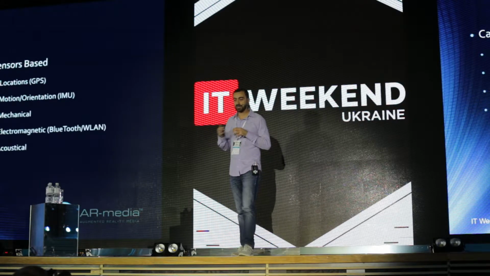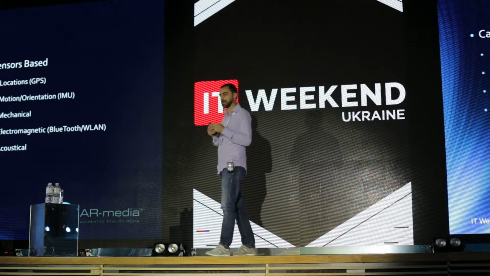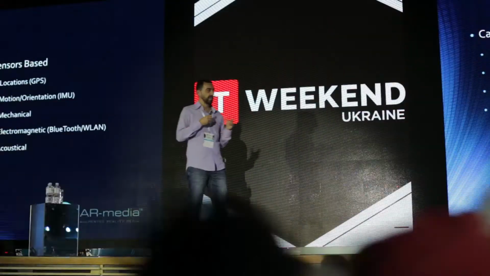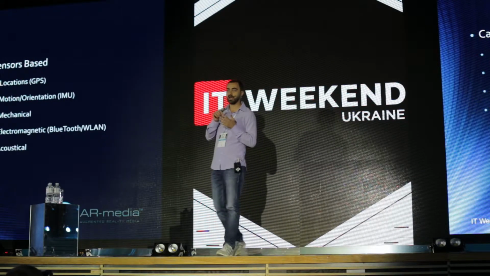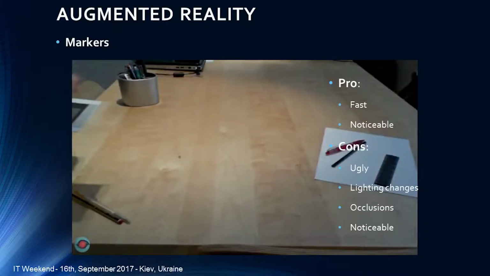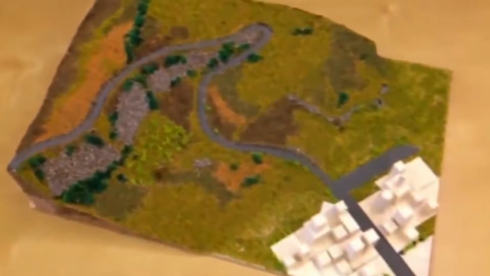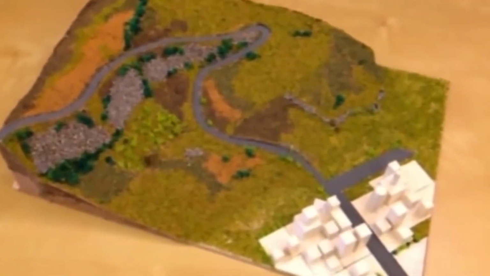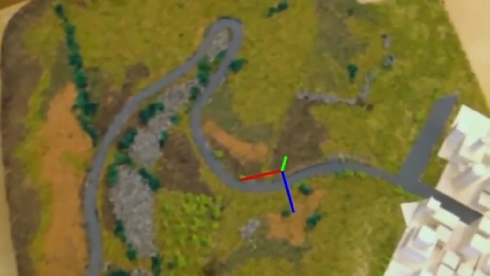I was saying locations or the inertial measurement units, so basically the orientation of the device in space, or also mechanical sensors that allow you to have very accurate positioning of a device, or electromagnetic and acoustical methods. This is an example, for instance, of marker-based tracking. One of the advantages is that it is very fast. Indeed, it's one of the first techniques that was used in the early days of augmented reality.